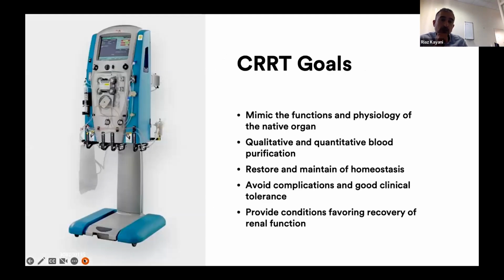So what are the goals? The goals really are to mimic the functions of the kidney. Also, you're having a quantitative removal of a solute, which in this case is urate and phosphate and potassium. You're trying to maintain some homeostasis, and you're trying to avoid, obviously, the complications of those being high. And really, if it's for a renal cause, you're trying to do a bridge to renal recovery.